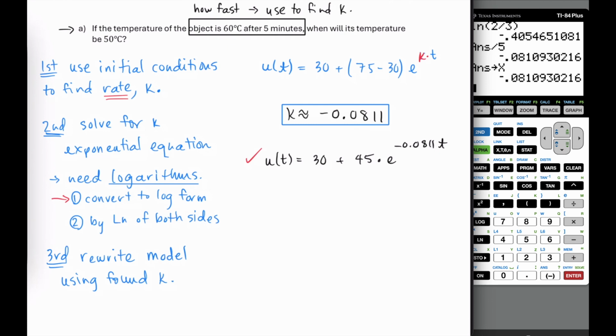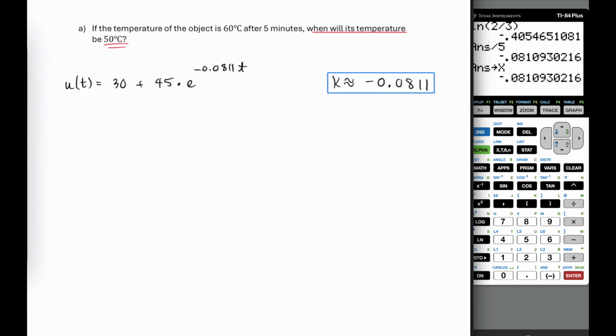So we can use this formula to determine when the temperature is going to be 50 degrees. When we're asked to find when something is happening, essentially that means that we're going to be solving for the time. We know that the temperature output needs to be 50 degrees, and we need to figure out what T makes that happen. So we plug in all of our initial conditions, including our found value of k, and this time the variable that we're solving for is time.